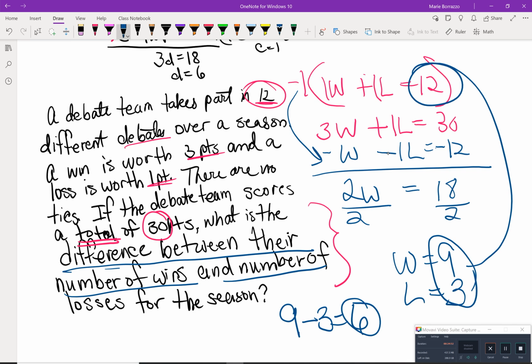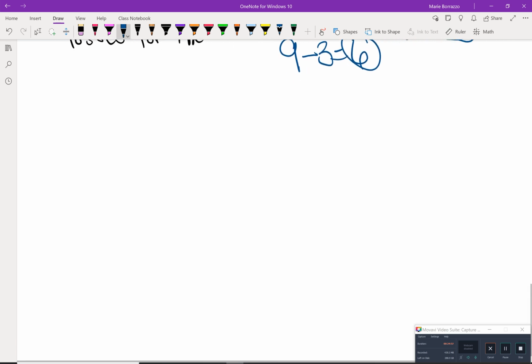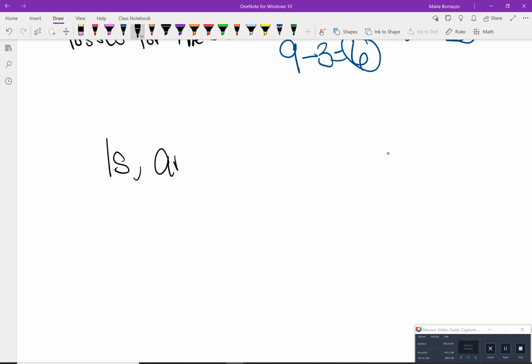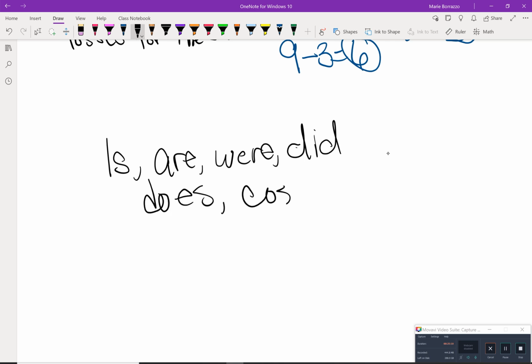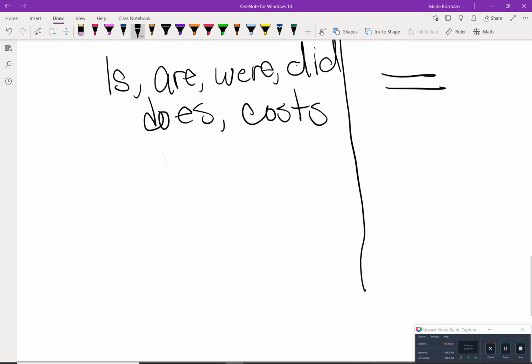Okay, I want to talk to you now about some math verbiage which I want you to become familiar with. Whenever you see language such as is, are, were, did, does, or costs, they're referring to equal to as a symbol. That's what that means.